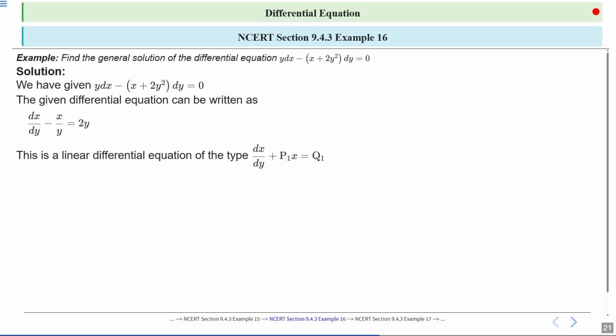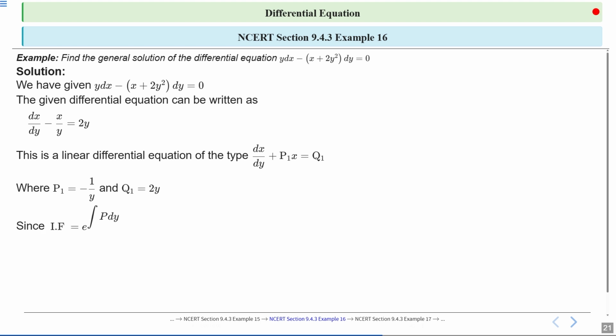So it is of the form dx by dy plus p1 x is equal to q1. When we compare it with this standard form, it is another form of first order linear differential equation, where p1 and q1 are either constants or functions of y only. So when we compare, we have p1 is equal to minus 1 by y and q1 is equal to 2y, and both are functions of y only.